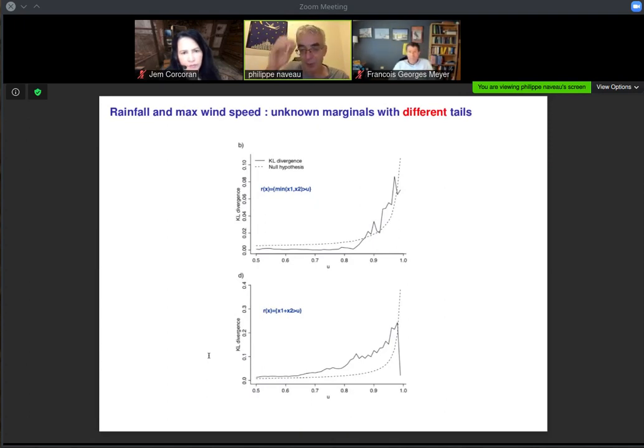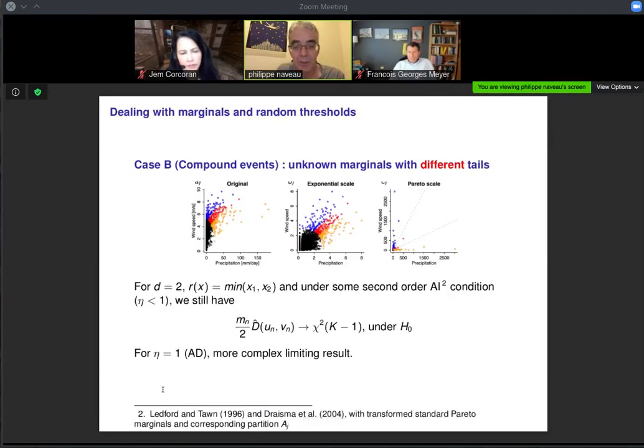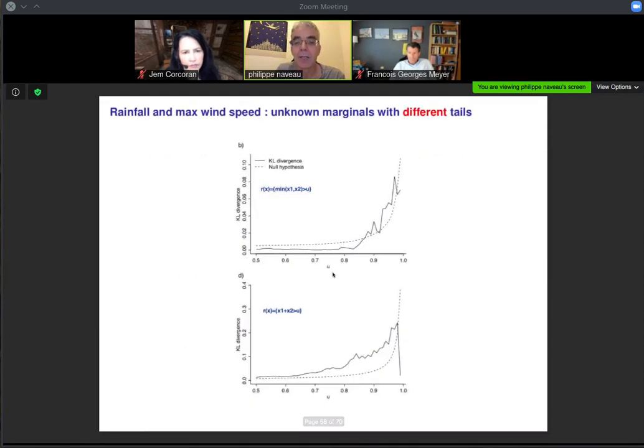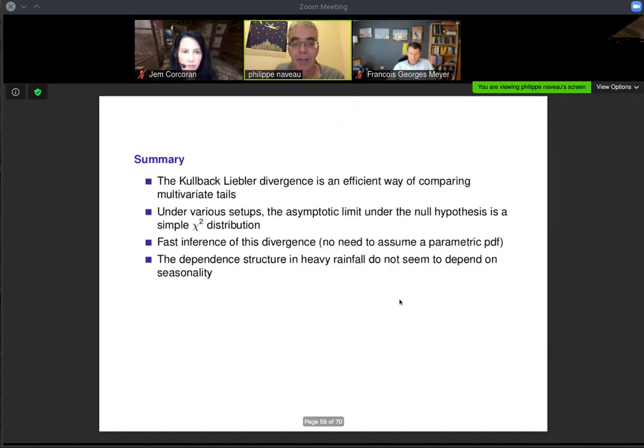But still, for this case, when r of x equals the mean of x1, x2, and we are in the case of asymptotic independence, then for the application of rainfall and wind speed, we can do the same type of graphs. We can have the chi-square line here, and we can see if it is above or not, and get some result about that. So I'm almost done. I hope I was not too fast, but I will give more time for questions.